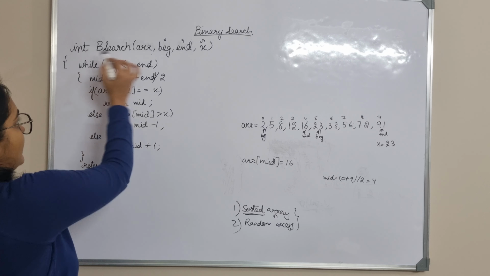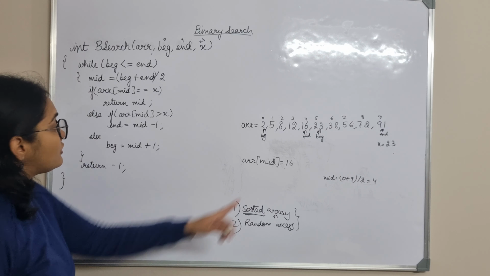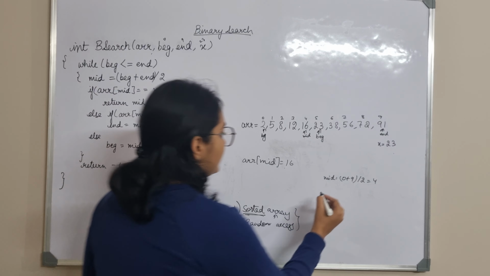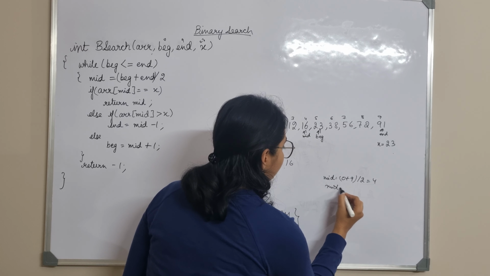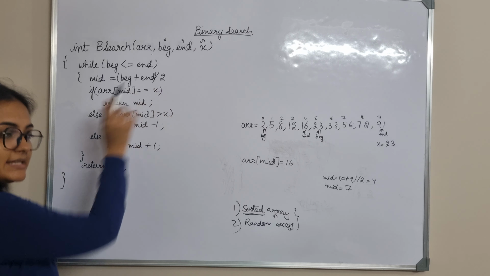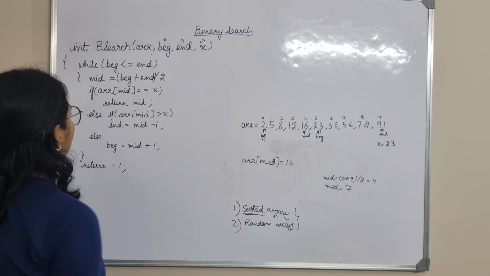This is done. Now again, beginning is 5. End is 9. So 5 plus 9 by 2, 14 by 2 is 7. So mid is 7. Mid is equal to beginning plus end by 2. 5 plus 9 by 2, 7 we got.